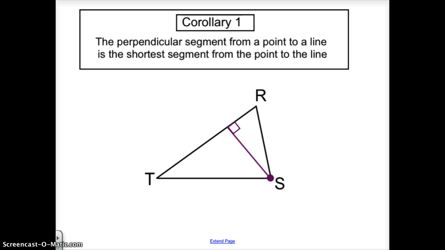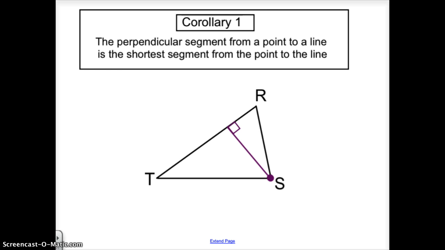There's two corollaries involved with lesson 6.4, and they seem sort of self-explanatory. The perpendicular segment from a point S to a line TR is the shortest segment from that line to the point. It goes without saying that the shortest distance between a point and a line from the previous theorems is that one that's perpendicular. So RS would be longer than the purple line, and obviously ST would be longer than the purple line. And so that corollary is involved there.